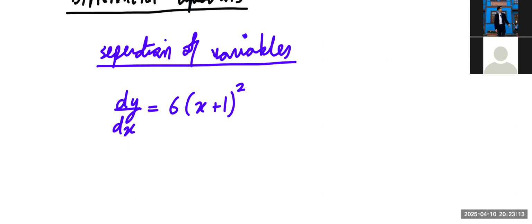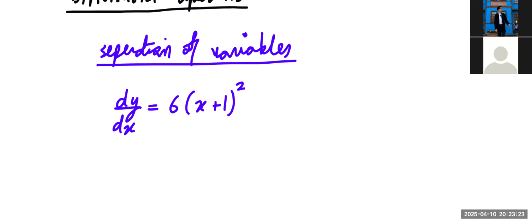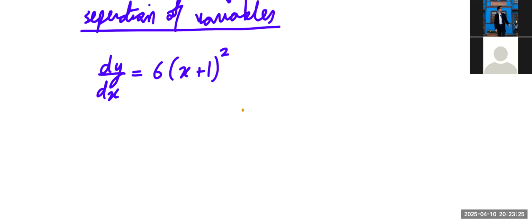But there's one important thing that you have to remember. Whatever movements you do, make sure that your dx and your dy terms are both in the numerator on both sides. So you cannot have 1 over dx sitting here with all the other x stuff. You need to have dx at the top. Okay, so how do we do it?